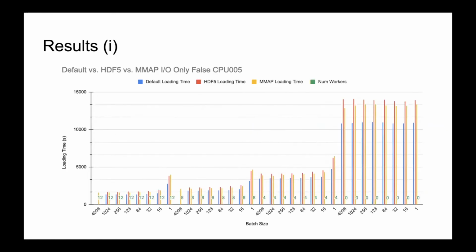So here are the results for the first experiment with the single user. We swept across 4 values for the number of workers, so 0, 4, 8, and 12. We also swept across some select batch sizes, so 1, 16, 32, and so on, until 4,096. The default is in blue, the HDF5 is in red, and the mmap is in yellow. As you can see, the default still beat everything, but as we raise the number of workers, the difference between the loading times actually shrunk quite a bit. So we wanted to see what would happen if we increase the load even further. Let's add some more users trying to access this dataset.